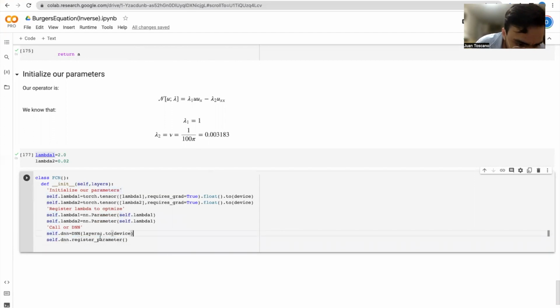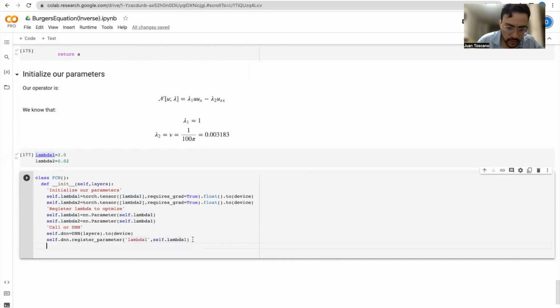Something's wrong here. Okay, nothing. So self.dnn.register_parameter. The name we're going to give it is lambda_1, and what we want to register would be self.lambda_1. We will do the same for our lambda_2, and that would be it.